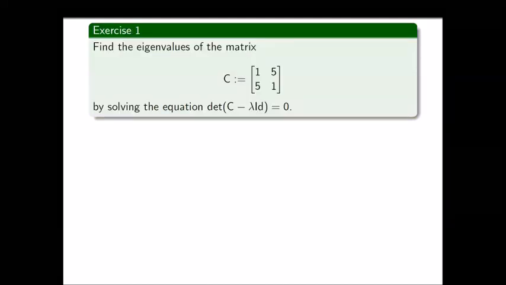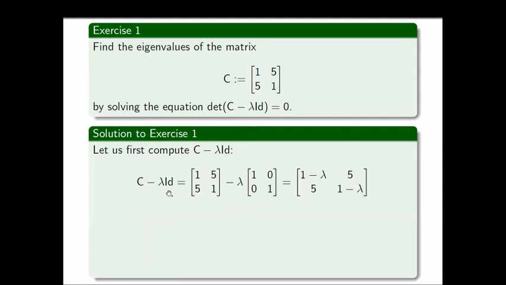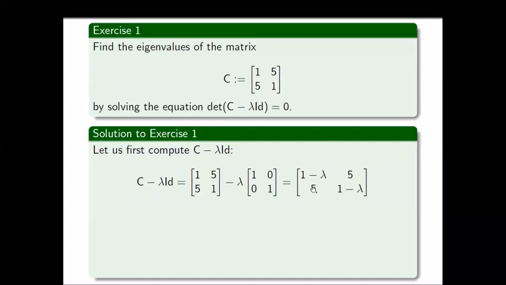Let's look at an exercise. We're given a 2 by 2 matrix with entries 1, 5, 5, 1, and we have to find the eigenvalues of this matrix by solving the equation, the determinant of C minus lambda times identity equal to 0. So first, we're going to compute C minus lambda times I. We know what C is, we know what identity is. We get 1 minus lambda, 5, 5, 1 minus lambda.